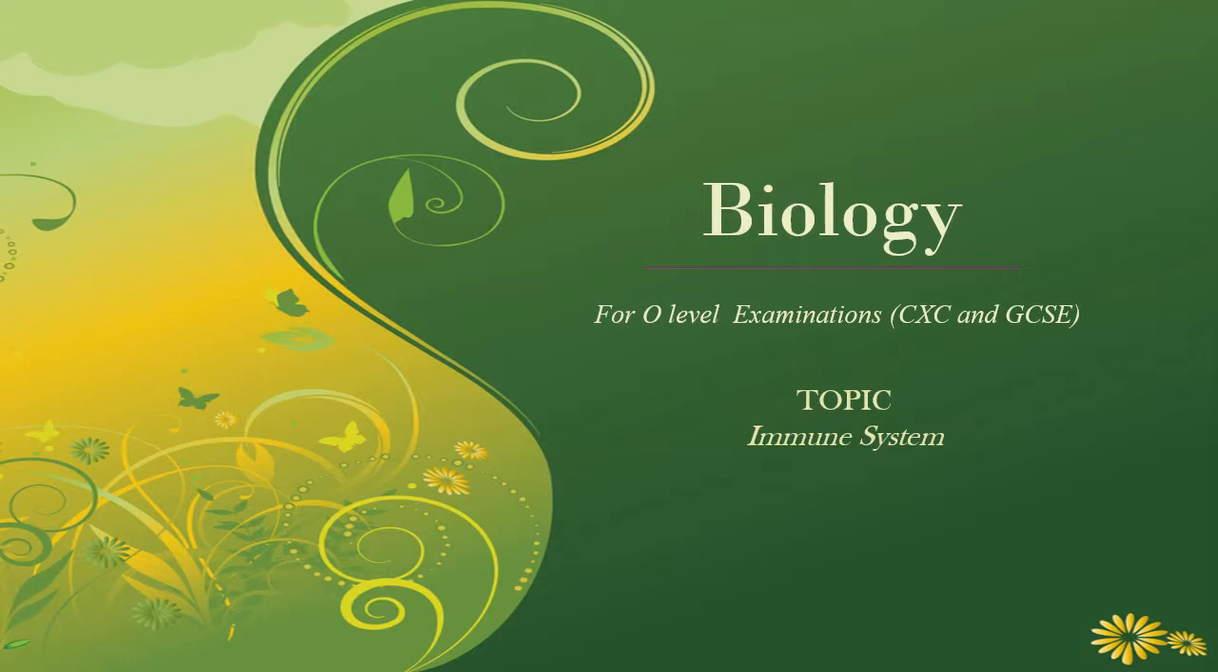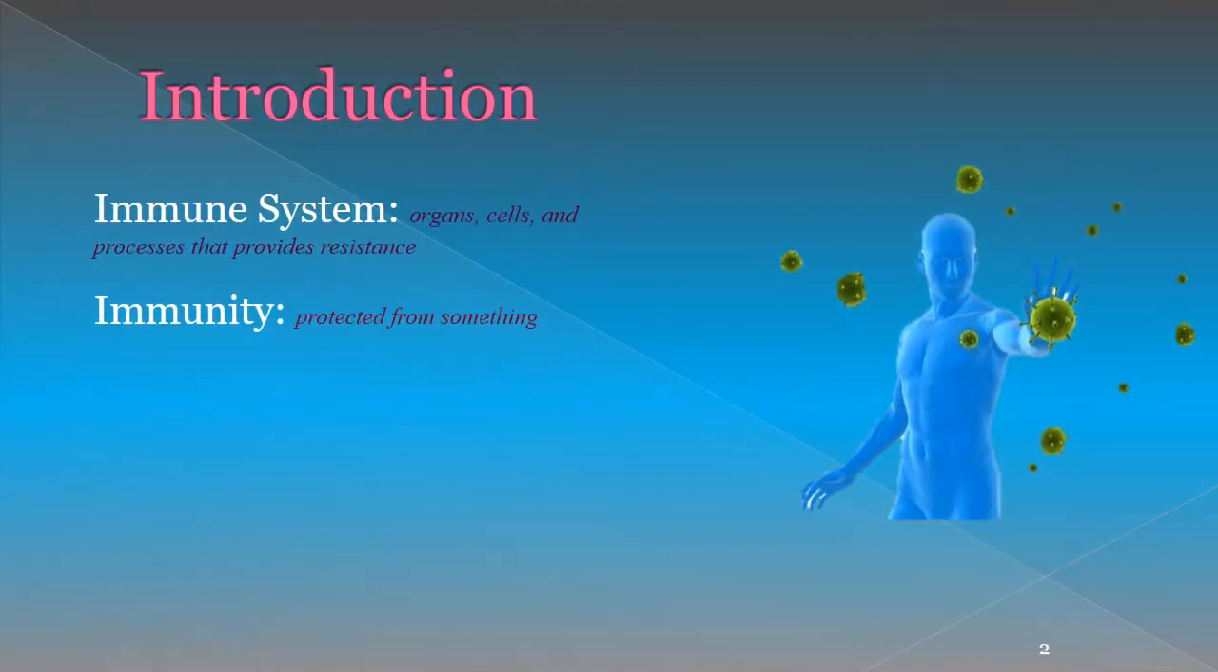In this section, we will briefly look at how our body works to defend us against diseases. Immunology is basically the study of our immune system, which is a system that defends or protects us against diseases. Our immune system includes all the organs, cells, and processes that provide resistance against toxins or pathogens that cause disease. Immunity means being protected from something, or not being affected by something.